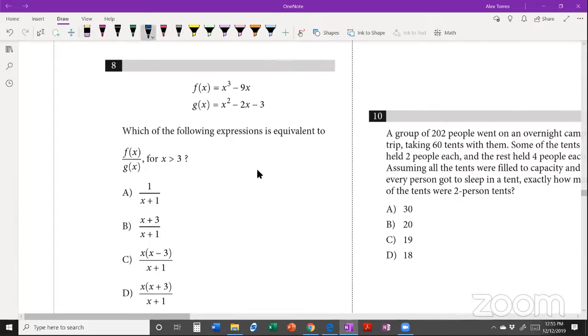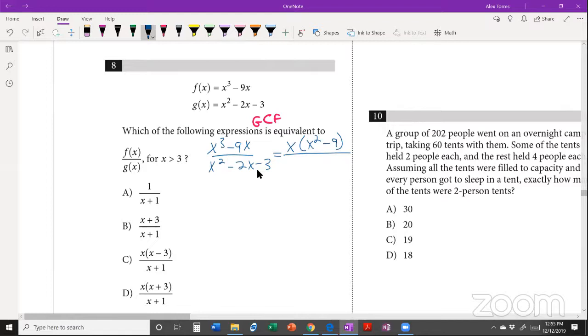Okay, number 8 says, let's get f of x over g of x. So that's x cubed minus 9x over x squared minus 2x minus 3. So that's f of x over g of x. Now we can just do a lot of the same stuff we always do. In the numerator, there's a GCF, a greatest common factor. Both of these terms have a factor of x in them. So if I factor out an x, then I have to do x cubed divided by x and -9x divided by x. So it'll look like that.